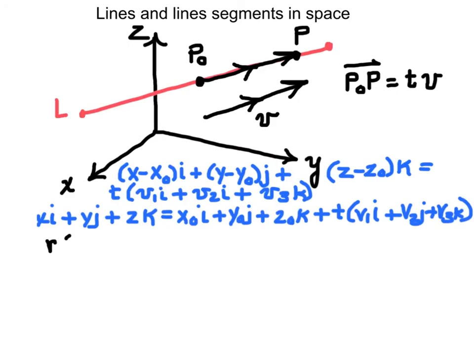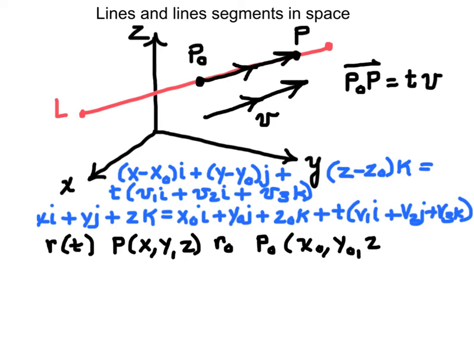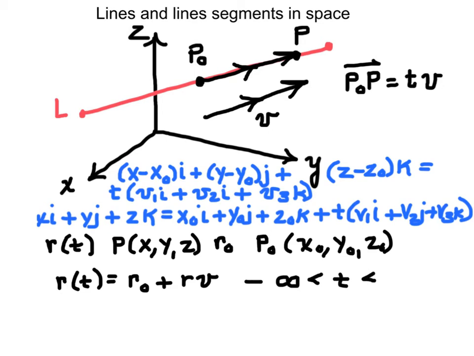If r of t is the position vector of the point P on the line, and r sub 0 is the position vector of the point P sub 0, then the following equation is the vector form: r of t is equal to r sub 0 plus t v, for all real values of t, where r is the position vector of the point P on the line L, and r naught is the position vector of the point P naught on the line L.